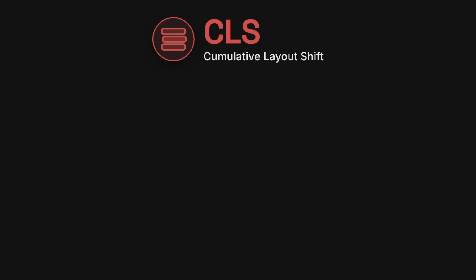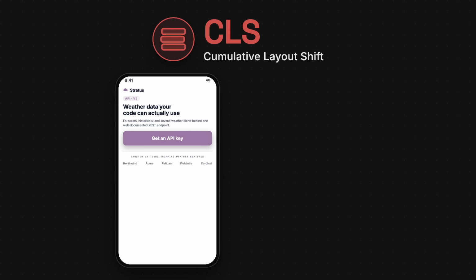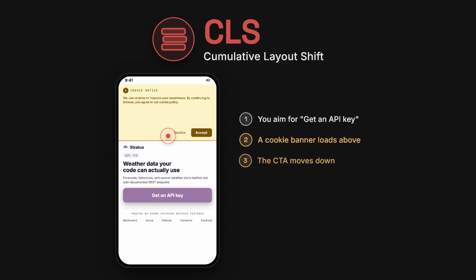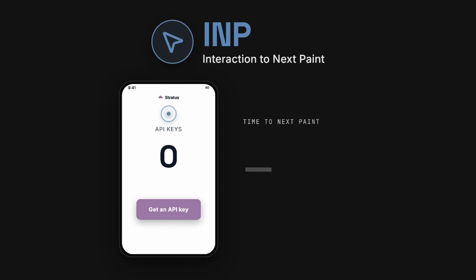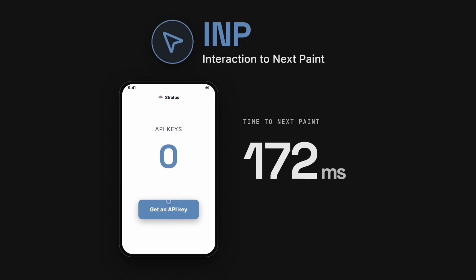Then CLS, cumulative layout shift. I'm sure you've experienced this. You tap a button on a news site, an ad loads, the button moves, and you tap an ad instead. CLS measures exactly that. And the third is INP, interaction to next paint. When you tap something, how long until the page actually responds?